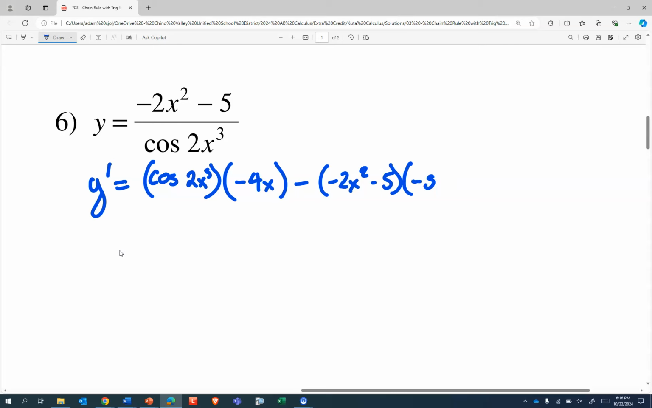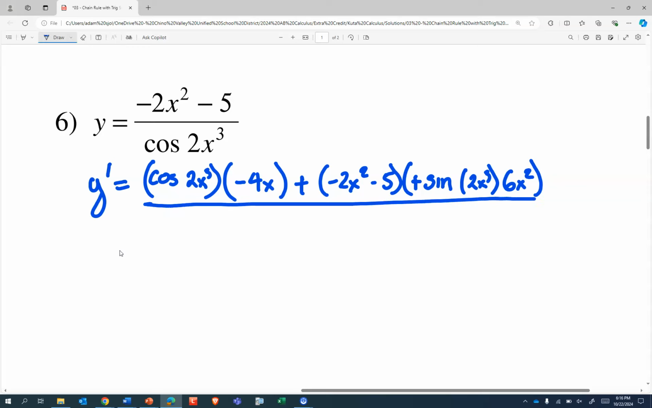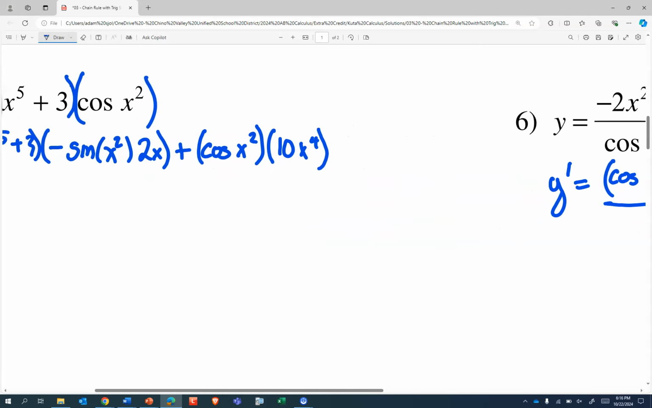Derivative of cosine is negative sine, and I think I'm just going to change a plus there, of the same 2x cubed, chain rule, times 6x squared. Don't forget, all over our denominator, cosine of 2x cubed, squared. And we really can't rewrite much there either, so I think I'm going to stop.